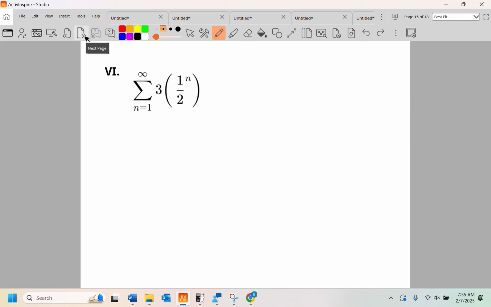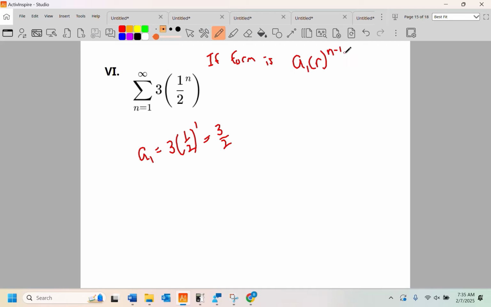And the last one, does this one converge? Probably, but it's not in the right form. So you're going to have to do some work to get the first term. The first term is 3 times a half to the first, which is 3/2. Be very cautious about picking out the first term. If the form is a sub 1 times r to the n minus 1, just trust what's given, all right? Now this is your ratio because the bases are the ratio. So the ratio is a half.